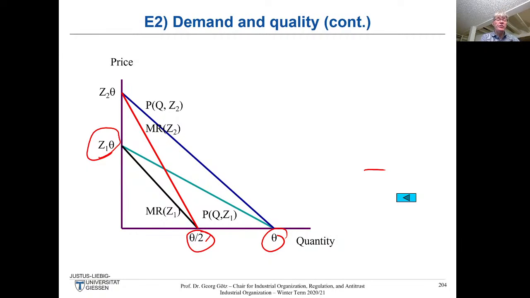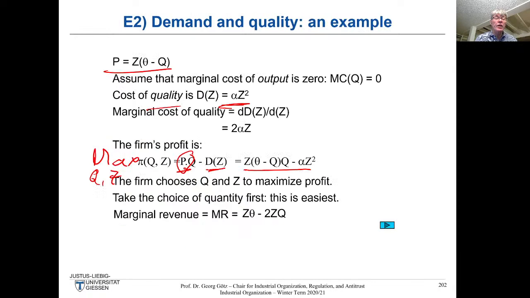Remember, in both cases, irrespective of quality, we always get the same output. The same output, which is simply here theta over 2, but of course, we get different prices. One time we get this price, the next time we get this price here. Okay? And again, I jump back. So that's what we already did: we determined the optimal output. Q is equal to theta over 2.